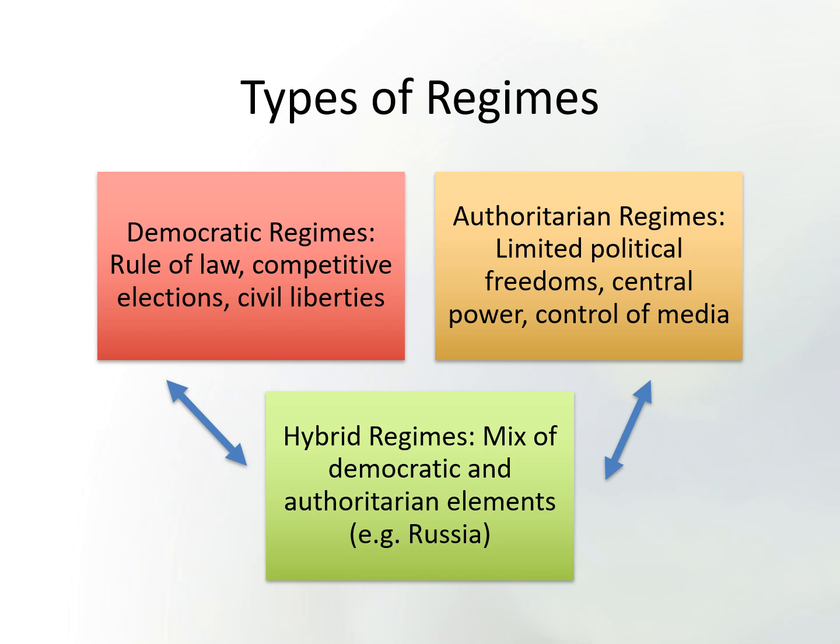Regimes run along a continuum. They can go from democratic to hybrid to authoritarian, or authoritarian to hybrid to democratic. The example countries are democracies, there's the UK and Mexico, the authoritarian regimes, which include China and Iran, and the hybrid regimes, which include Nigeria and Russia.